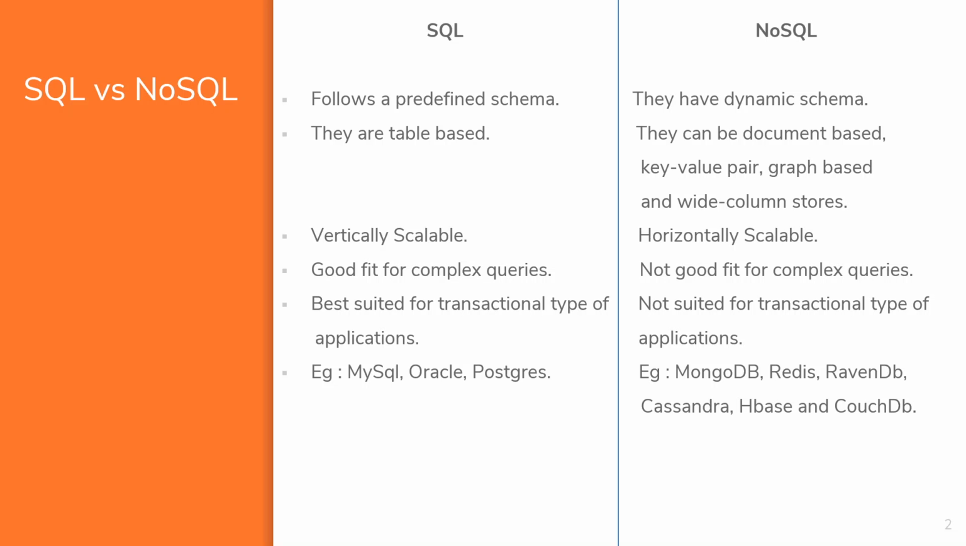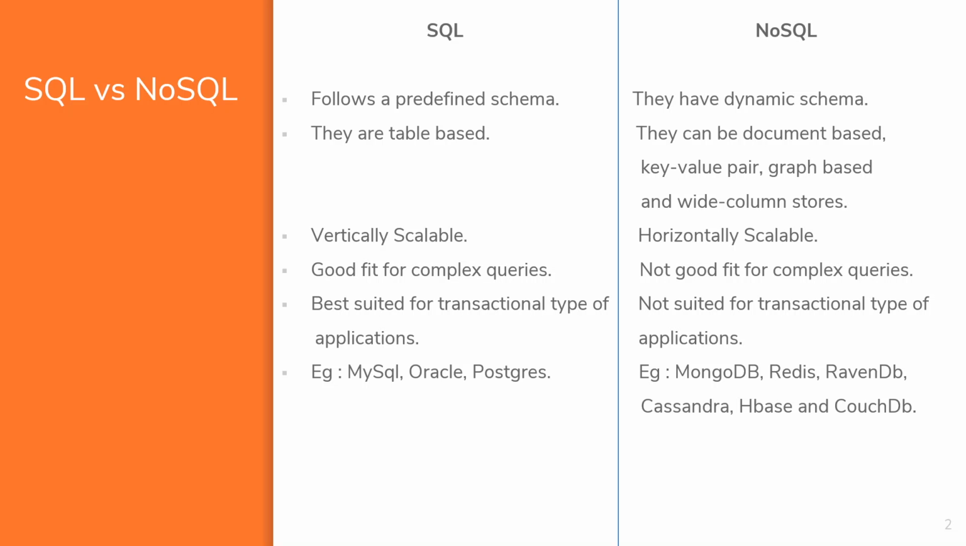Some examples of SQL databases are MySQL, Oracle, Postgres, and some examples of NoSQL databases are MongoDB, Redis, RavenDB, Cassandra, HBase, and CouchDB.